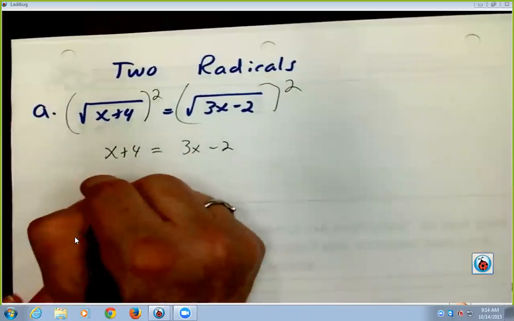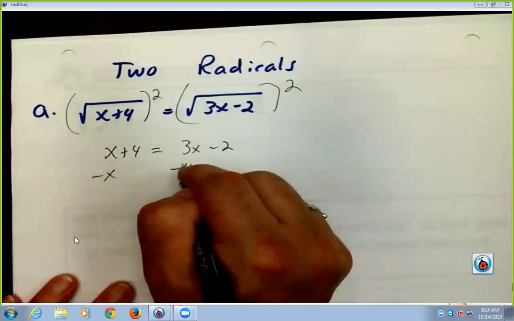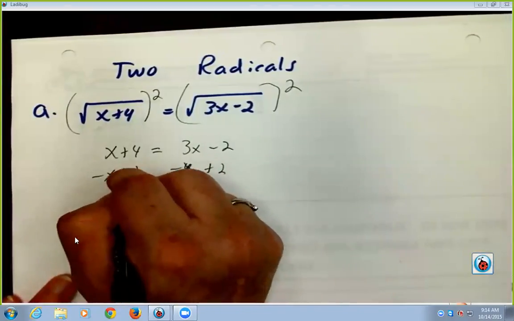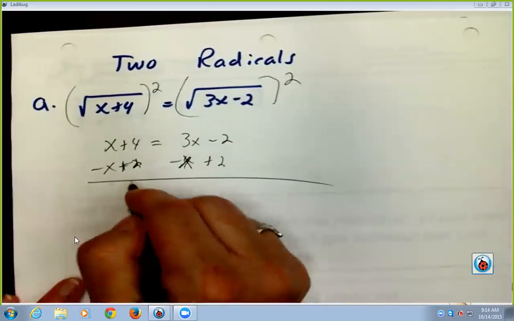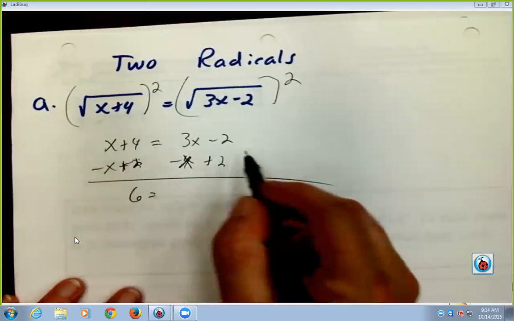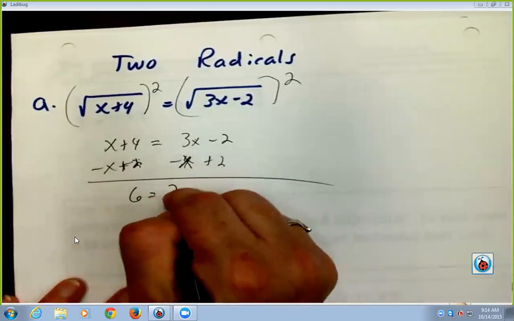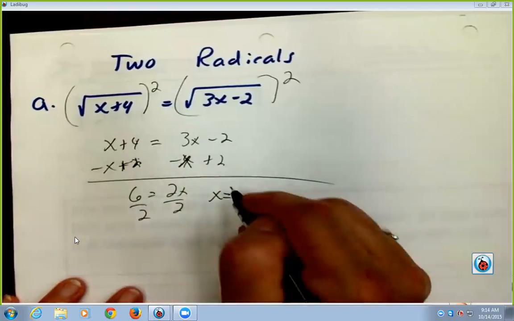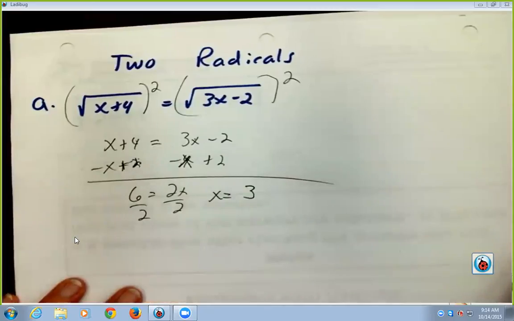So I'm going to move my x over. Add 2. And I'm going to find 4 plus 2 is 6. 3 minus 1 is 2x. Divide by 2. So I find x is equal to 3.